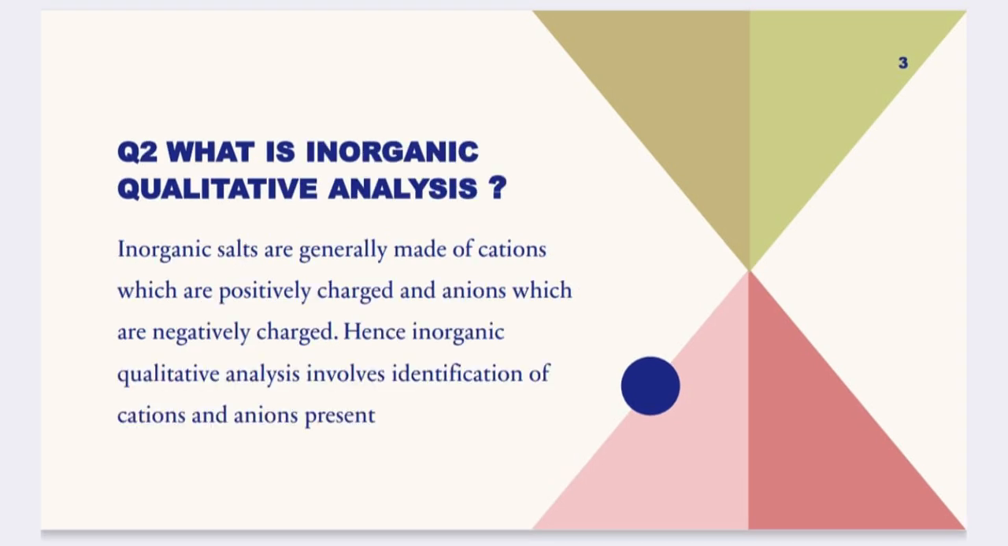Next, what is inorganic qualitative analysis? Inorganic salts are generally made up of cations, which are positively charged, and anions, which are negatively charged. Hence, inorganic qualitative analysis involves identification of cations and anions present in the given salt.